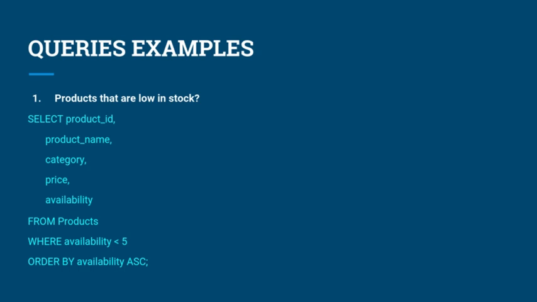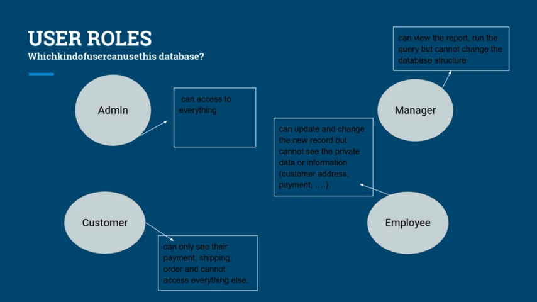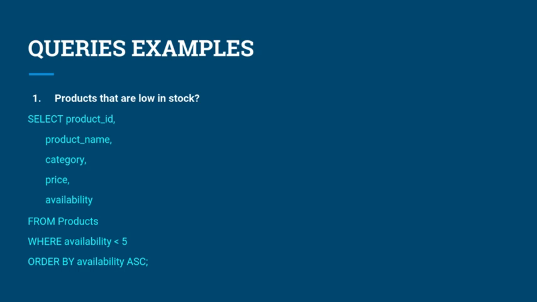So about the query example, this database has a lot of purpose, to see what is going on inside the retail orders. For example, here I have the products that are low in stock. This can be done by admin and manager. Employee and customer cannot use this. Oh, I mean, employee can use it because it's not private data. So three of them can query this and see how many products are low in stock.